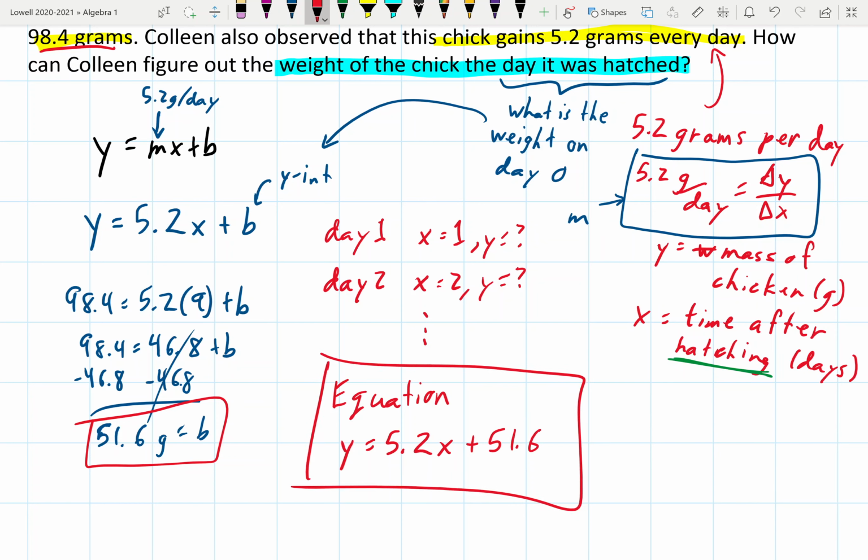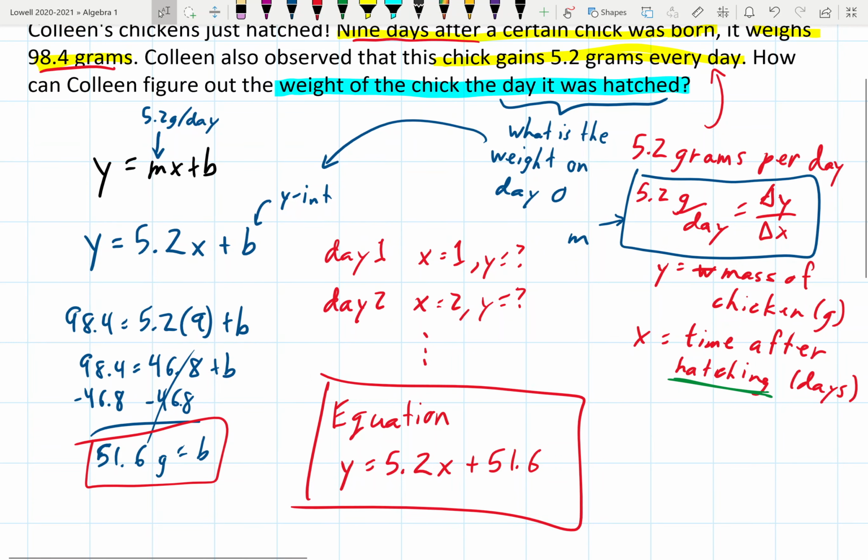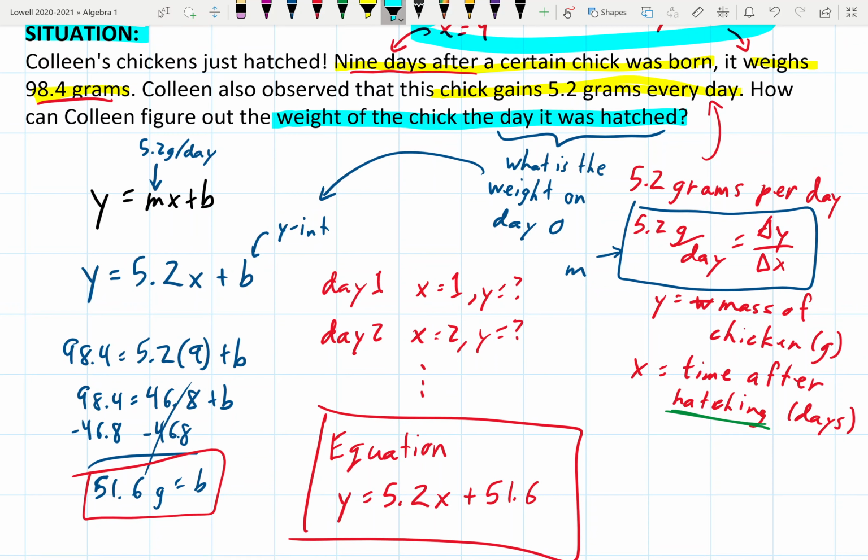Definitely going to want to practice this, but this is a way that we can figure out the equation given the slope and a point on the line, even if that point is not the y-intercept. If it is the y-intercept, then we're just given this part, easy peasy. But if not, we can still use that point to find the y-intercept and then create the equation.